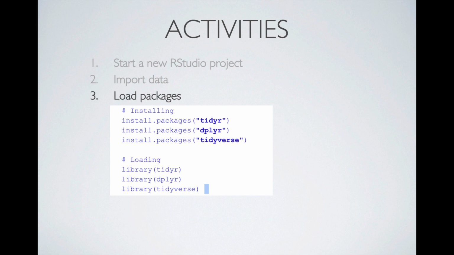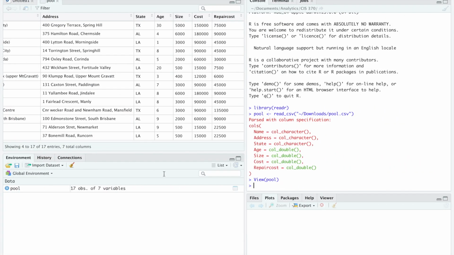There are 2 steps to install packages. First, you need to install, and then after you install them, you load them. We're installing 3 key packages: tidyr, dplyr, and tidyverse. Once we install packages, we use the command library to load them. So let's go to RStudio to do that.